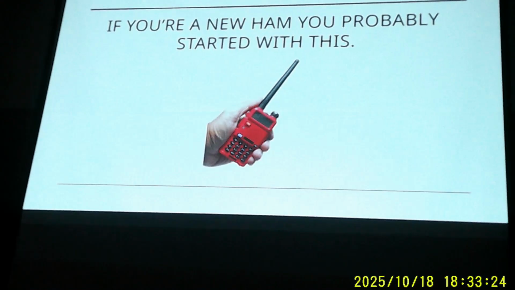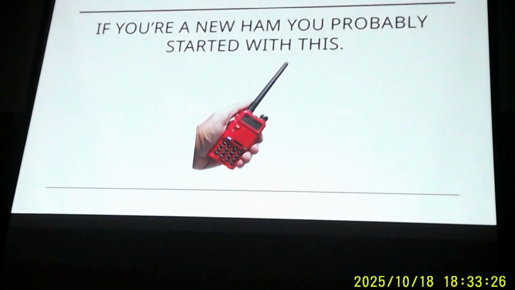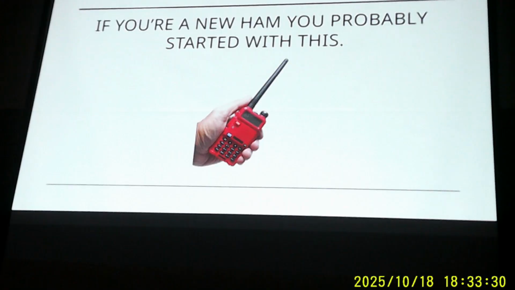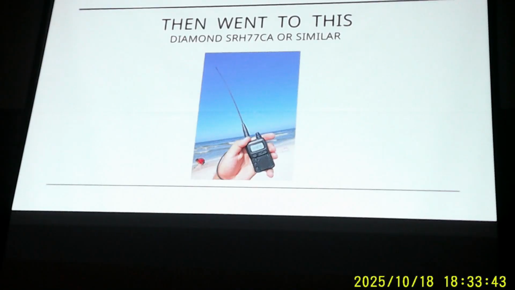If you're a new ham, you probably started out with that. The antenna is that black part. We call it a rubber ducky. They work, sort of. It's short range. The first thing you'll do is change it out. Okay, right there is what you change it out to.